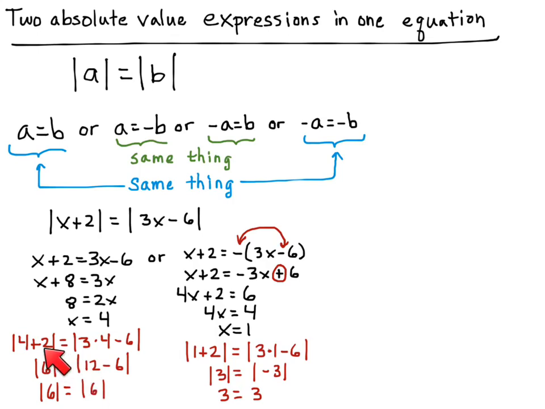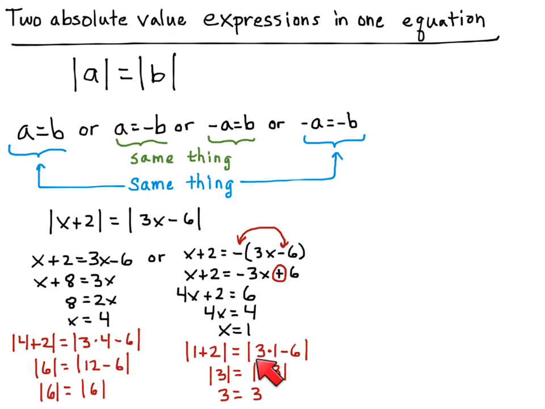Where I'm going to stick the 4 in on this side, where I have 4 plus 2, and then 3 times 4 minus 6, and then simplify those, and I find the absolute value of 6 equals the absolute value of 6, and that's always true. One caution, I think I mentioned it on Wednesday, don't put this x in one of the x's and this x in the other x. The x has to be the same x on both sides, okay, so don't mix them up.